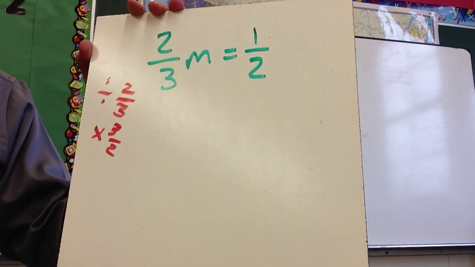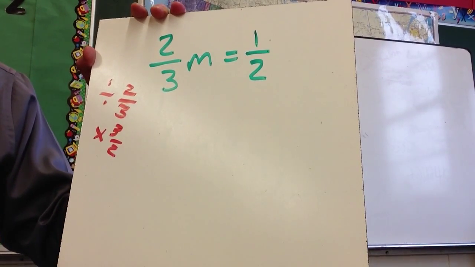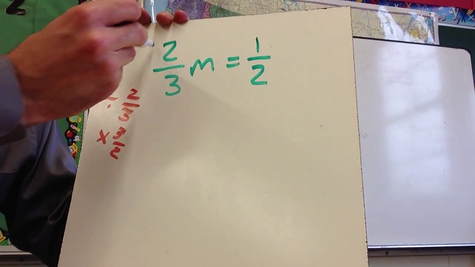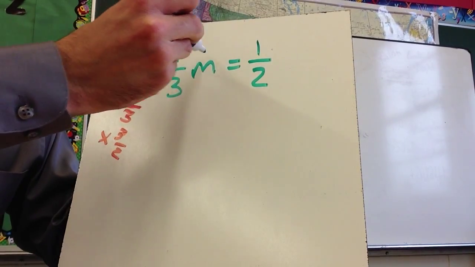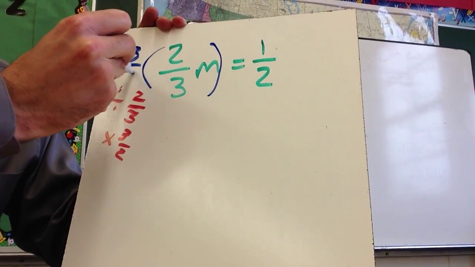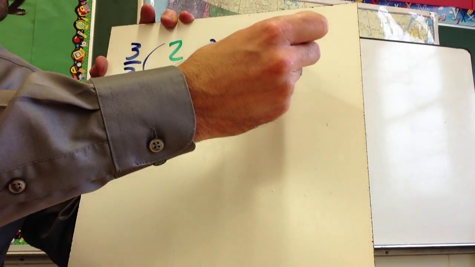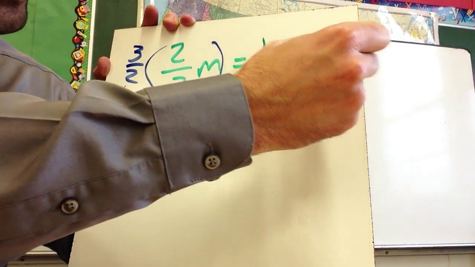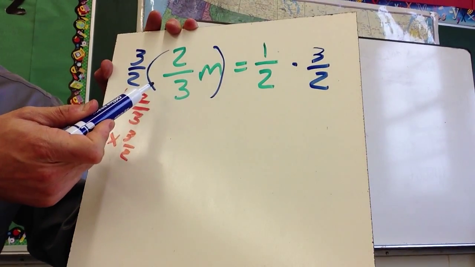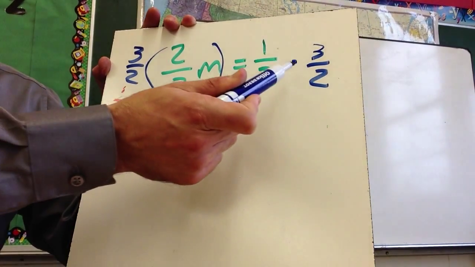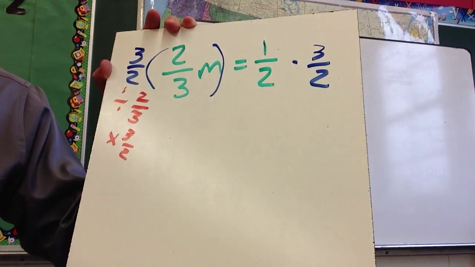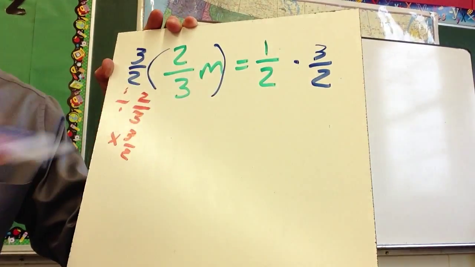I'll isolate the variable. So either way, what I'm going to do is take 3/2. We'll multiply 3/2 to this side. Whatever I do to the left side, I also have to do to the right side. I want you to notice that on this side I use parentheses to indicate multiplication. On this side I use the dot. It doesn't matter which one you use. If you'd rather put parentheses around this, you could do that too.